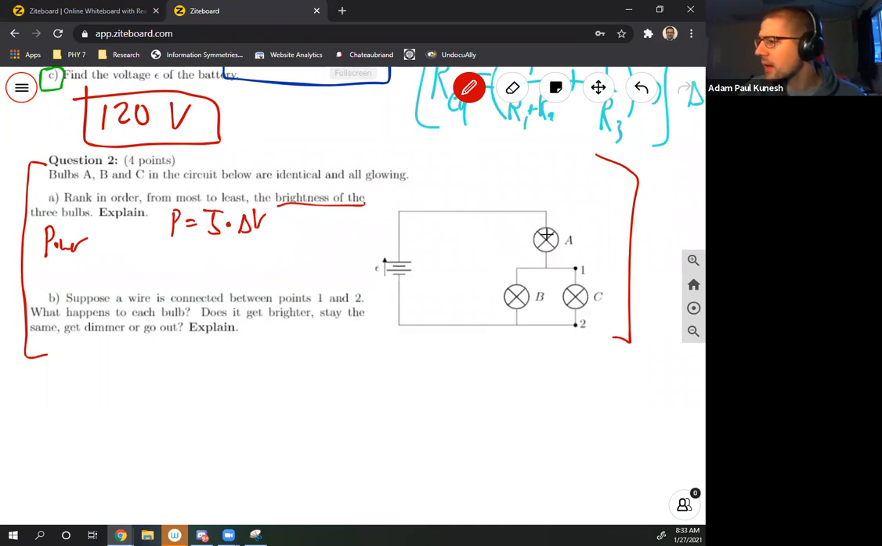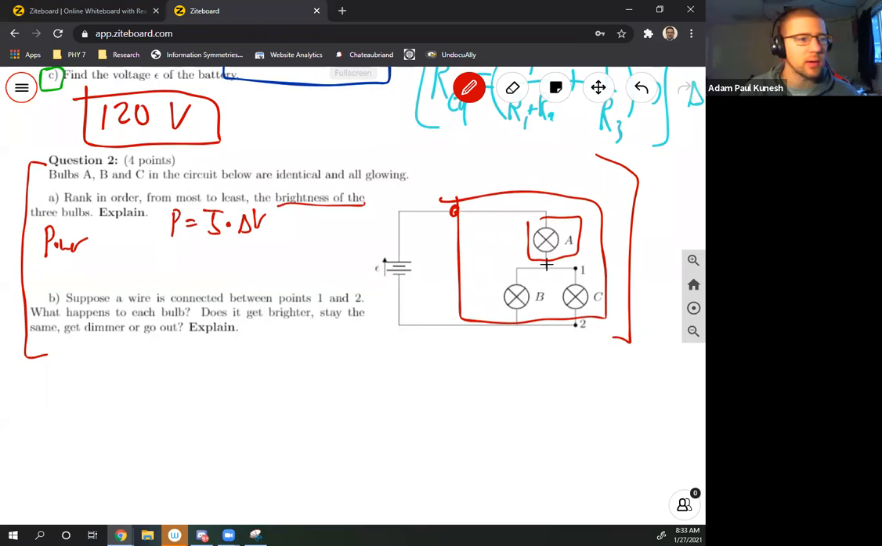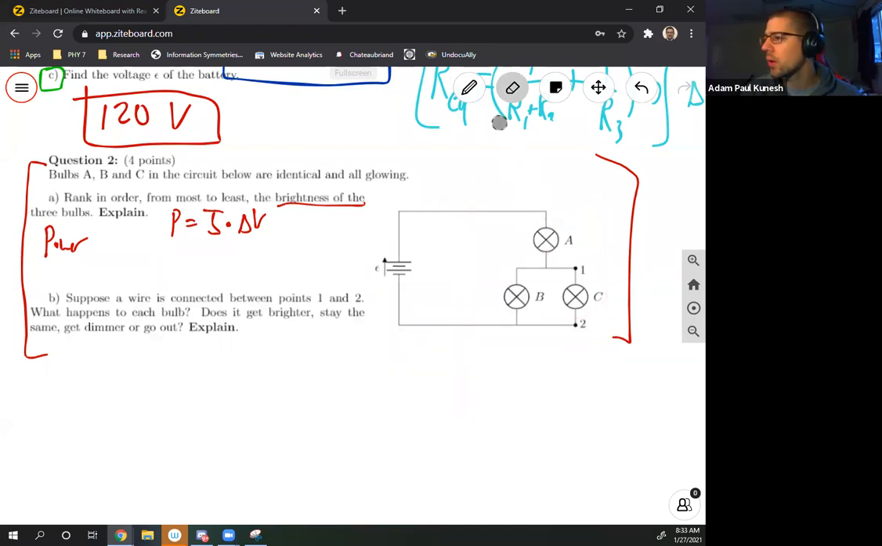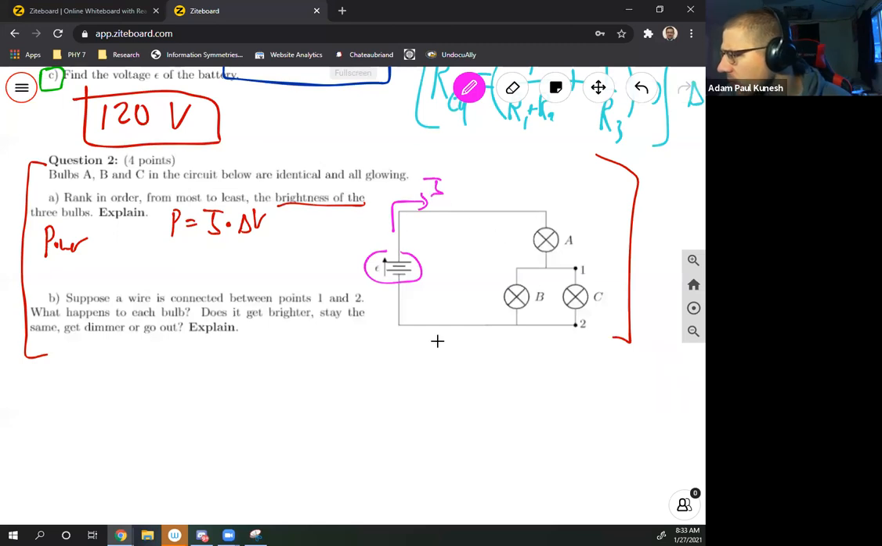So for example, I can talk about the power dissipated just in A, or I can talk about the power dissipated in this whole network of bulbs, by knowing the change in voltage across the ends and the amount of current entering the area. So I can calculate individual powers, but I can also calculate powers of the whole circuit. Here, we're looking at it on the individual level. We're supposed to rank in order from most to least the brightness of the three bulbs. So let's think about what's going on in this circuit. I've found my battery, nice. I've got current that's flowing this direction, clockwise.